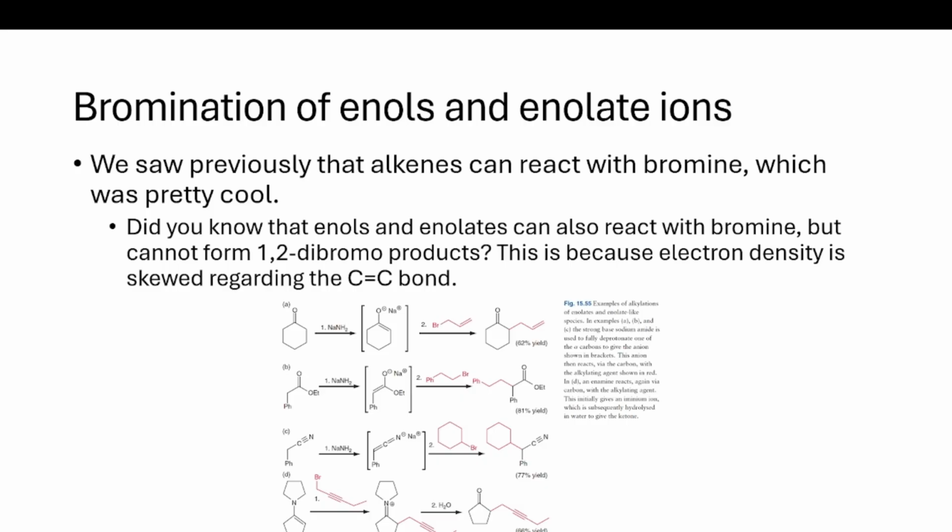In addition to enolates being alkylated, they can also be brominated. So we did see previously that alkenes can react with bromine, which, well, that was pretty cool, but enols and enolates can also react with bromine. However, they're incapable of forming 1,2-dibromo products. Now, this is particularly because when you look at the carbon-carbon double bond, electron density will be skewed, thus preventing the formation of these products.